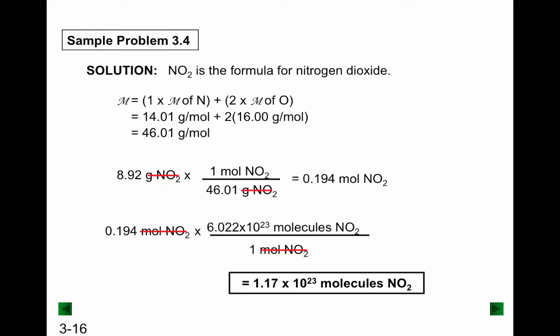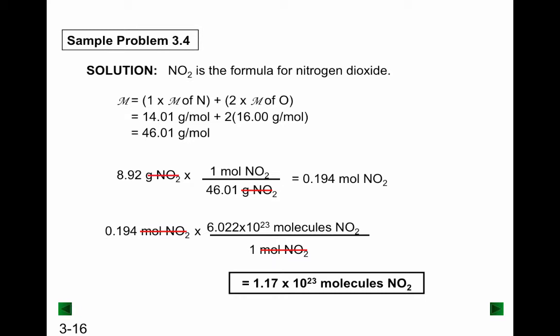Now that we have the chemical formula, we need to calculate its molar mass. To find the molar mass, multiply the number of times each atom appears in the formula by its molar mass. To find the molar mass of nitrogen dioxide, multiply 1 mole of nitrogen by its molar mass of 14.01 grams per mole, and add it to 2 times the molar mass of oxygen, which is 16.00 grams per mole.